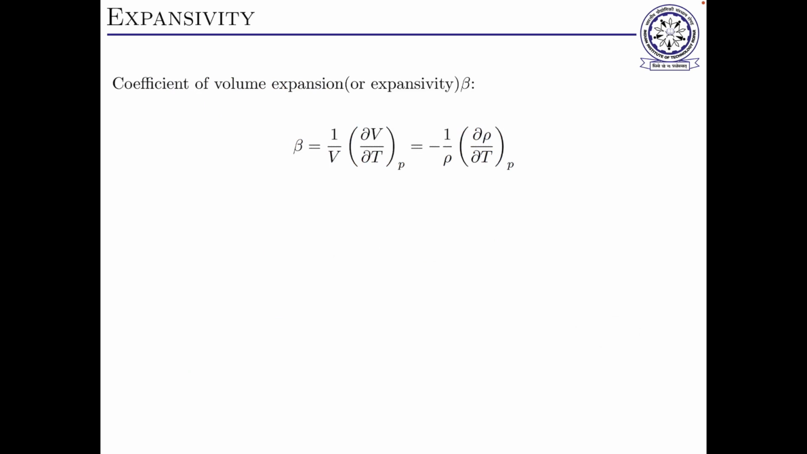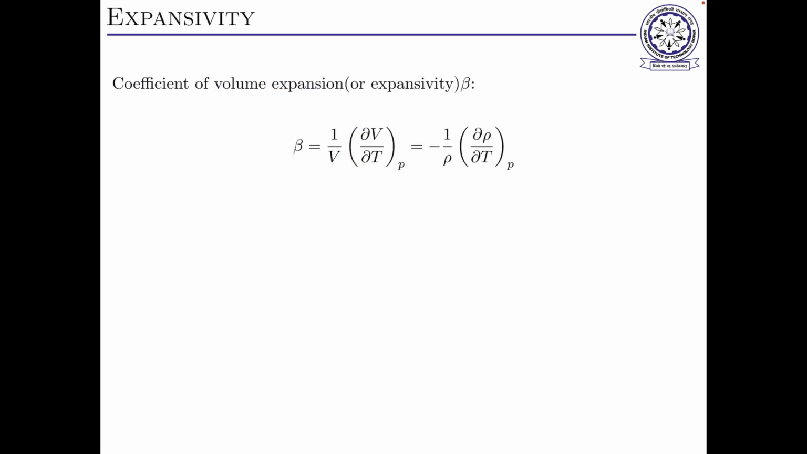And why is this happening? It is related to something known as the coefficient of volume expansion, or expansivity, which is denoted by beta. What is the essence of this? Why is the density reducing? Why is the air getting lighter? Because once it is heated, the volume starts to expand.